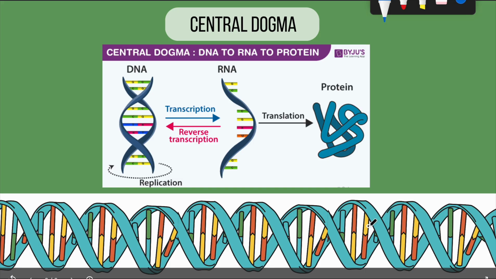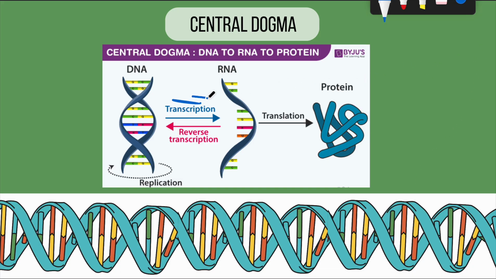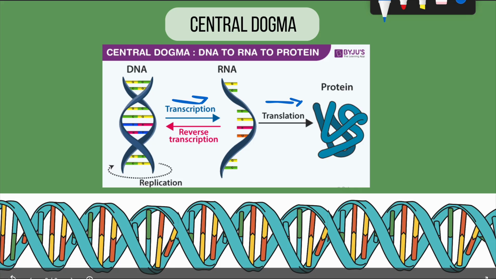Then we have central dogma. Central dogma is a process where DNA gets copied into RNA, and that RNA is used to make proteins. This process is what makes sure that the genetic code stored in DNA actually turns into working proteins, which is super important.